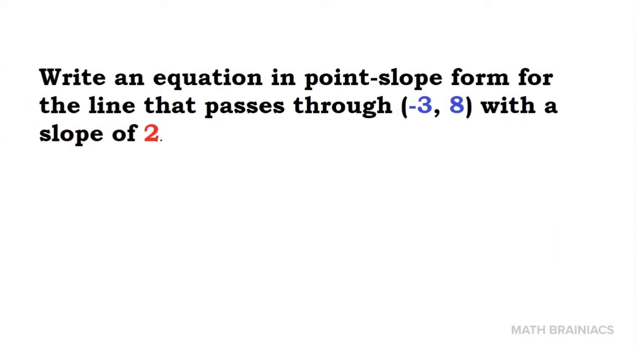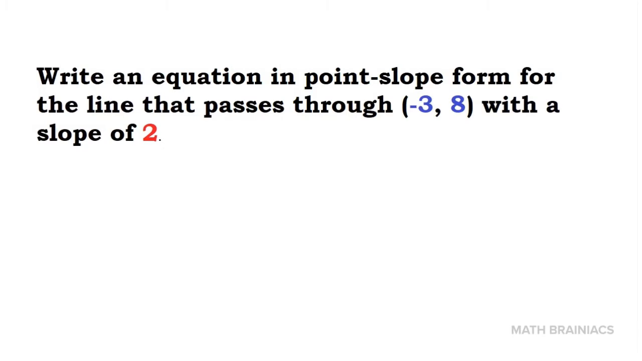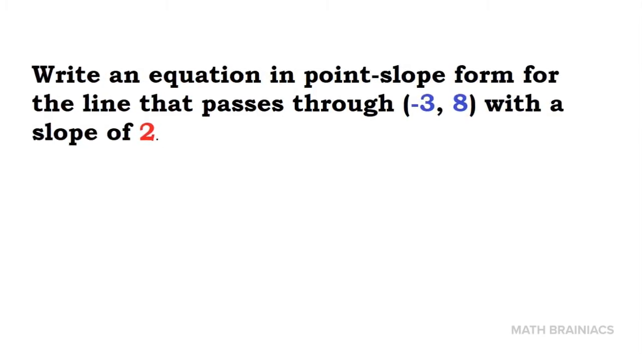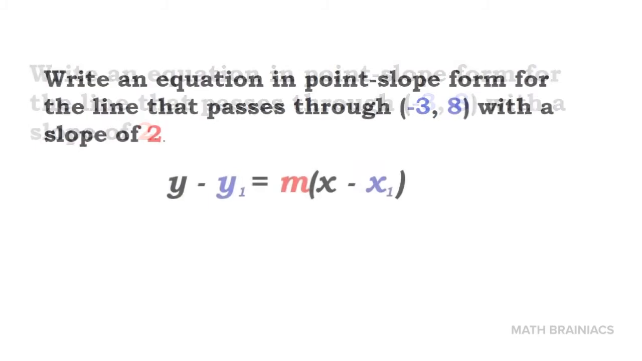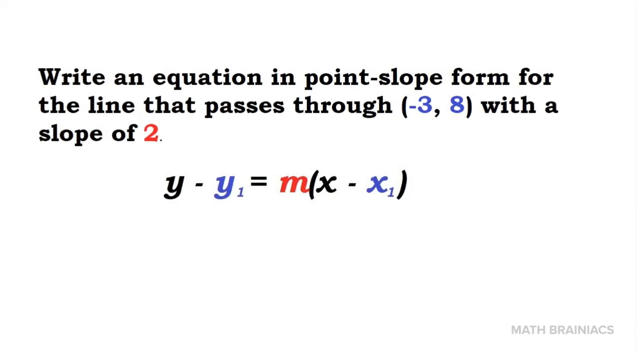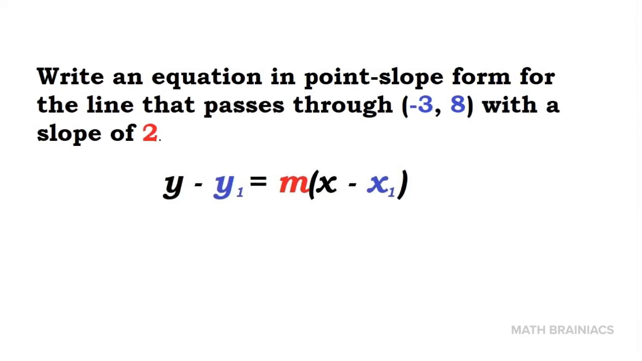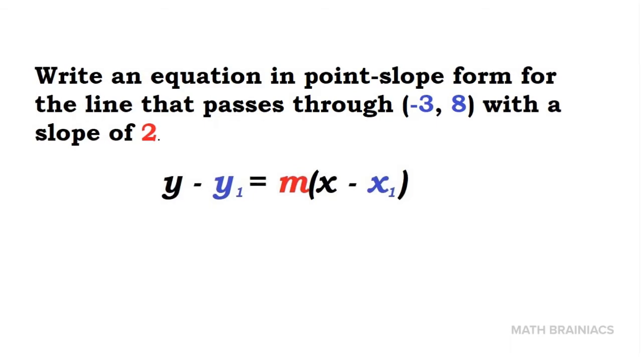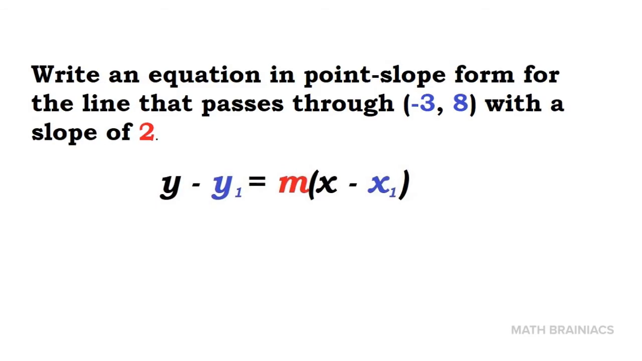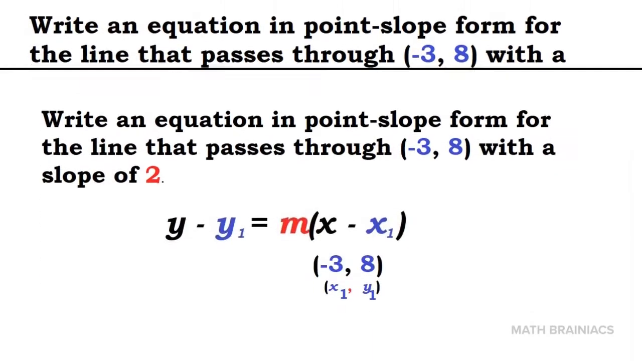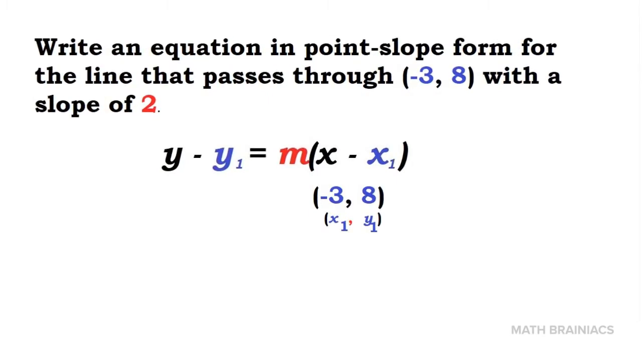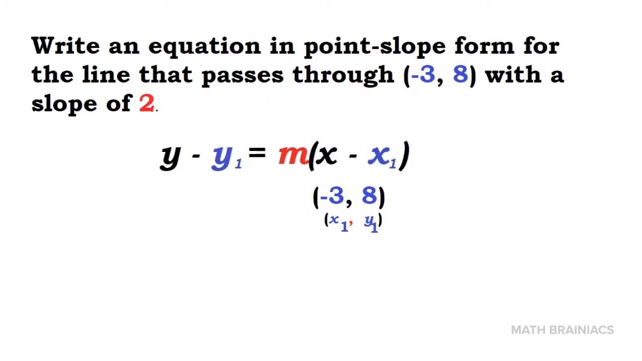Let us work on this example so that you will be guided. Write an equation in point-slope form for the line that passes through -3 and 8 with a slope of 2. We know that the point-slope form equation is y minus y1 is equal to m times x minus x1. The point is given, the x1 and the y1, and the slope of 2. The x1 is minus 3 while the y1 is 8.